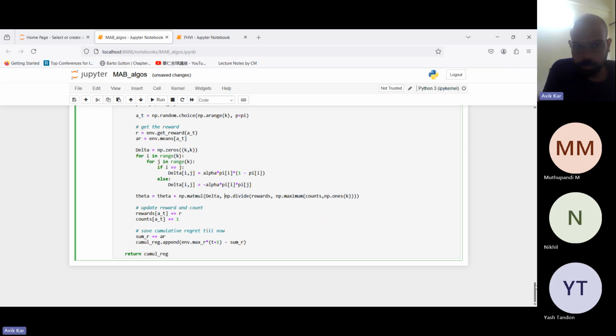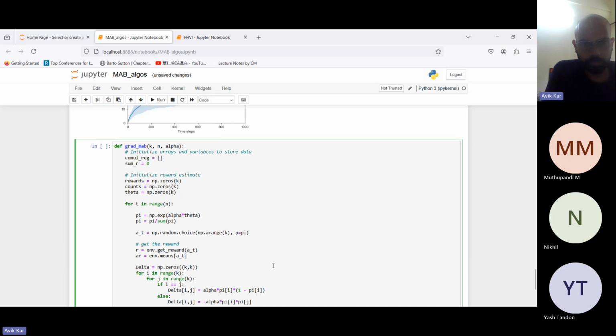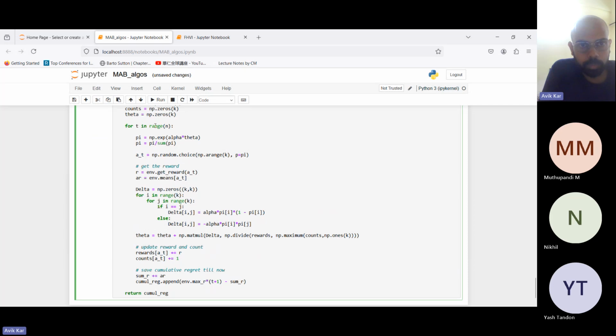So let us go through this code again, and if you see some bug, then spot it. So first things are initialization, that's fine. And then from t equals 0 to n minus 1, it's running. Pi, the policy, which is exponential of alpha times theta. That's correct. Then we are normalizing that. That also seems correct. Then AT is chosen using this random choice function where the probability of choosing arm i is pi i. That also seems correct.